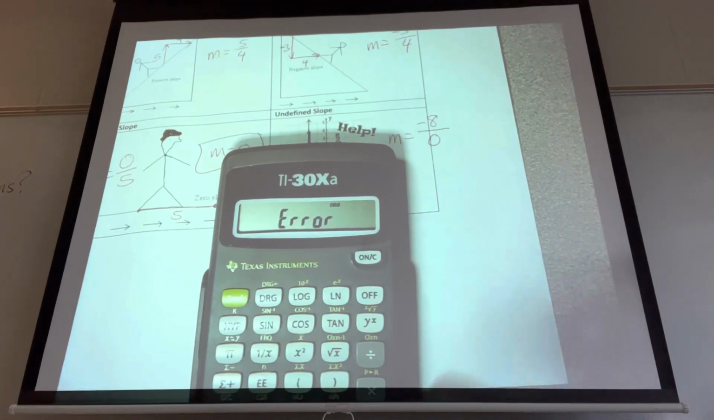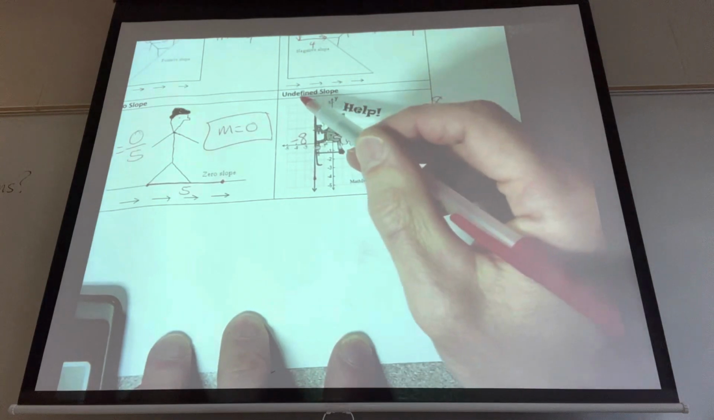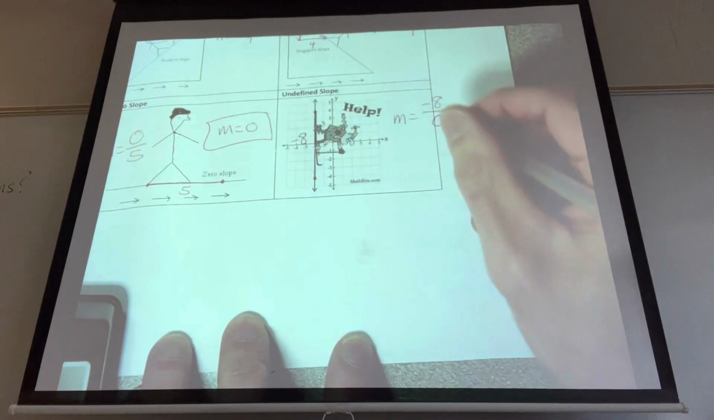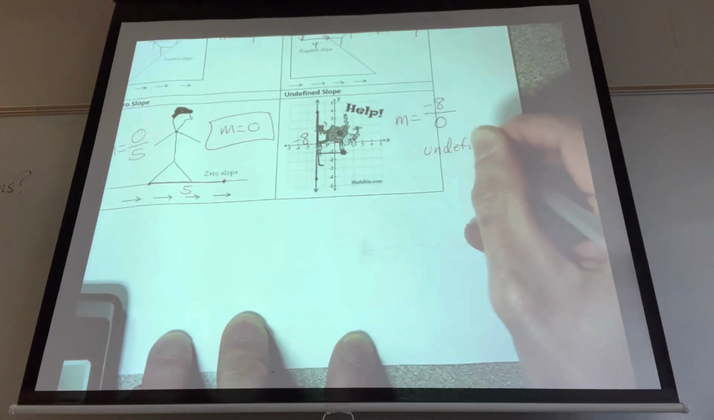Why does it say error? Because of what your calculator said. Are you allowed to divide something into 0 parts? No, that doesn't make sense. That's like science fiction, right? You can't do that. So that's error. And another name for error is undefined. So when you divide by 0, you're going to say the slope is undefined.